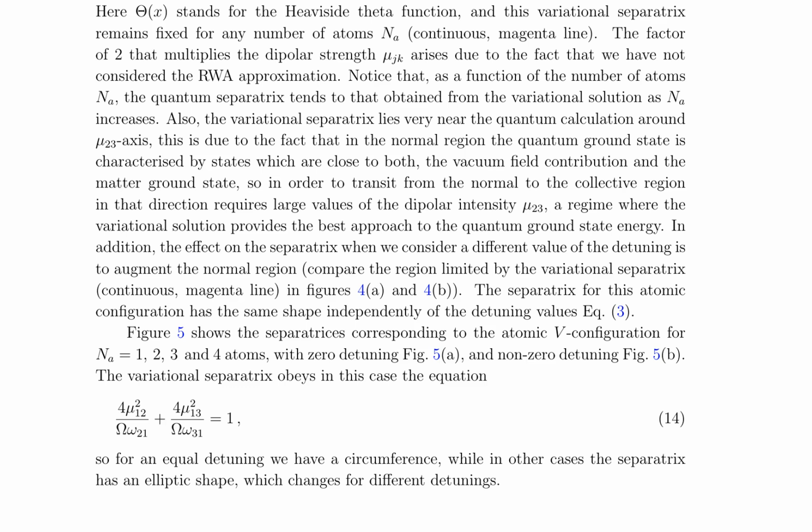In the atomic V configuration, the separatrices are shown in Figure 5 for Na equals 1, 2, 3, and 4 atoms, with zero detuning in Figure 5a, and non-zero detuning in Figure 5b. The variational separatrix in this case obeys equation 14, which reduces to a circumference for equal detuning and has an elliptic shape for different detunings.